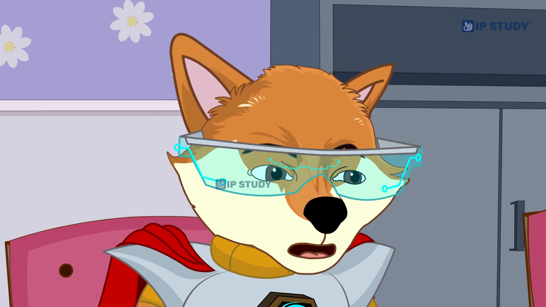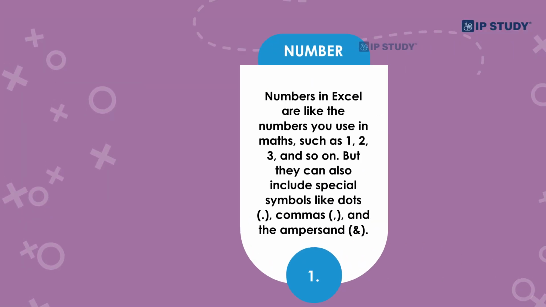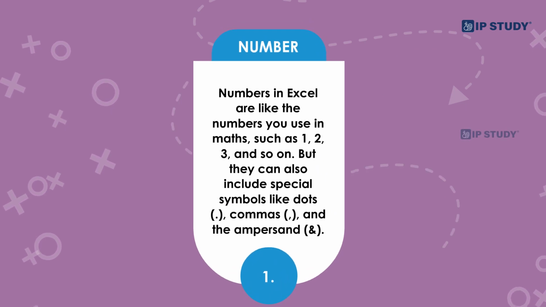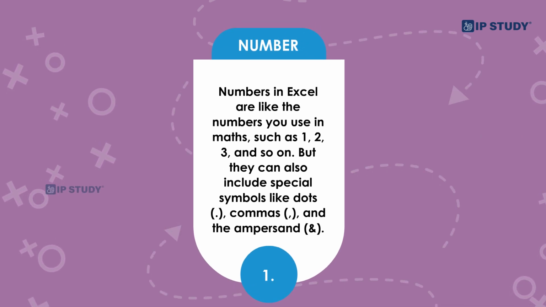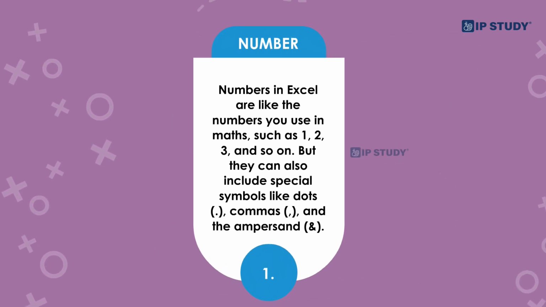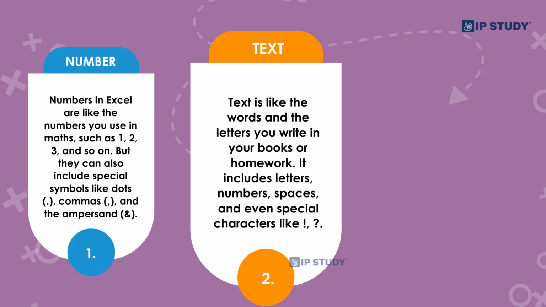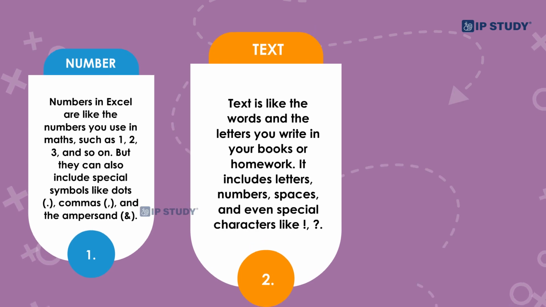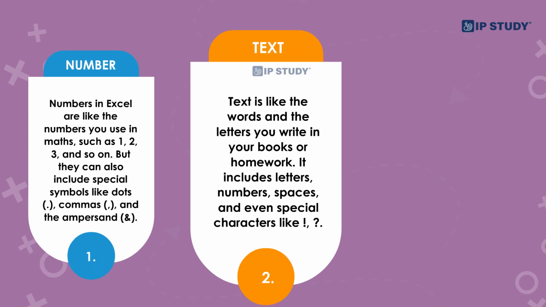Exactly. And speaking of information, Excel can handle different types of data. The numbers in Excel are like the numbers you use in math, such as 1, 2, 3, and so on. But they can also include special symbols like dots, commas, and the ampersand. Text is like the words and letters you write in your books or homework. It includes letters, numbers, spaces, and even special characters like the exclamation mark.